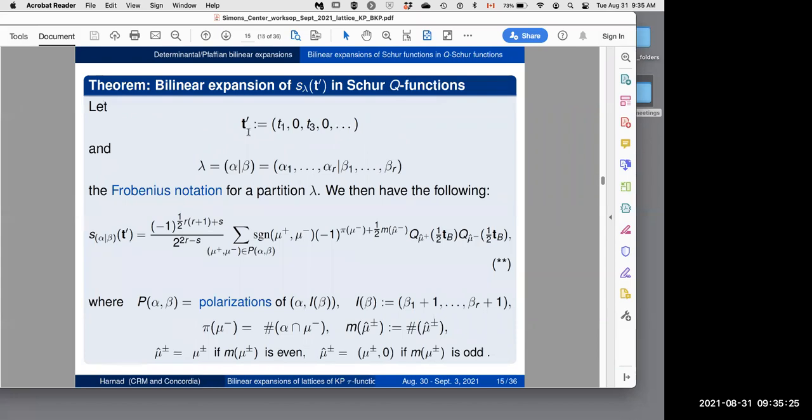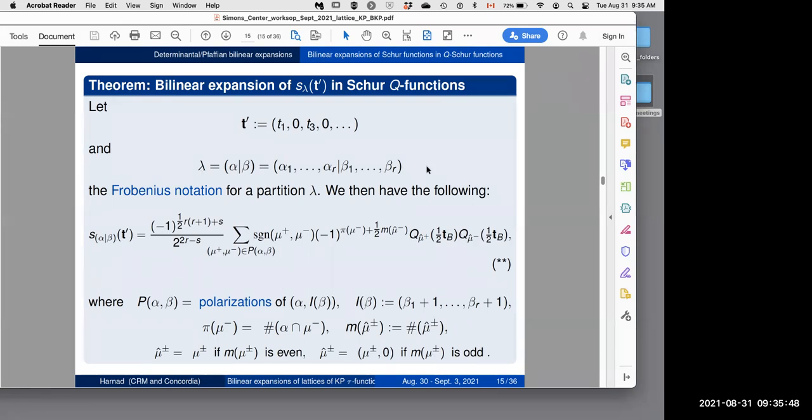So let's call T primed, T with every second flow variable set equal to 0. That's not to be confused with T in which the zeros are just absent. Here they're present, but they're equal to 0. And this is the Frobenius notation for the partition.